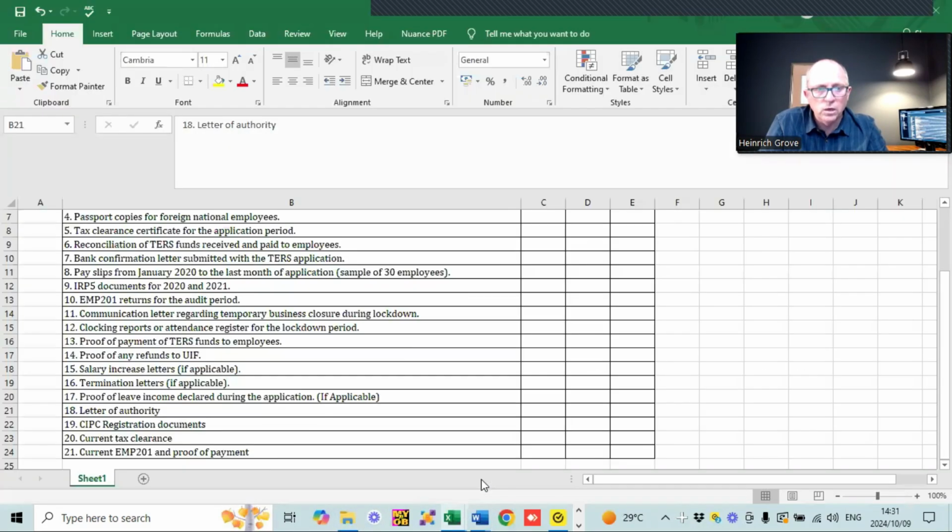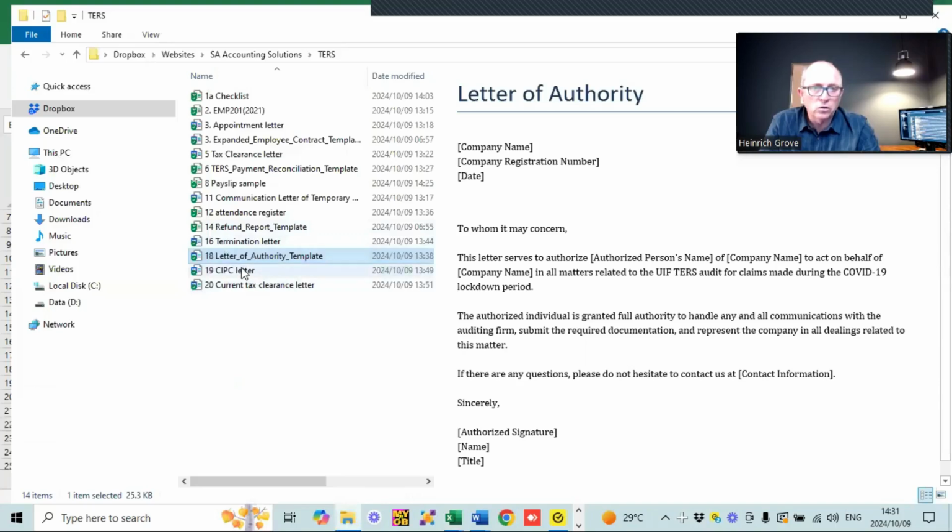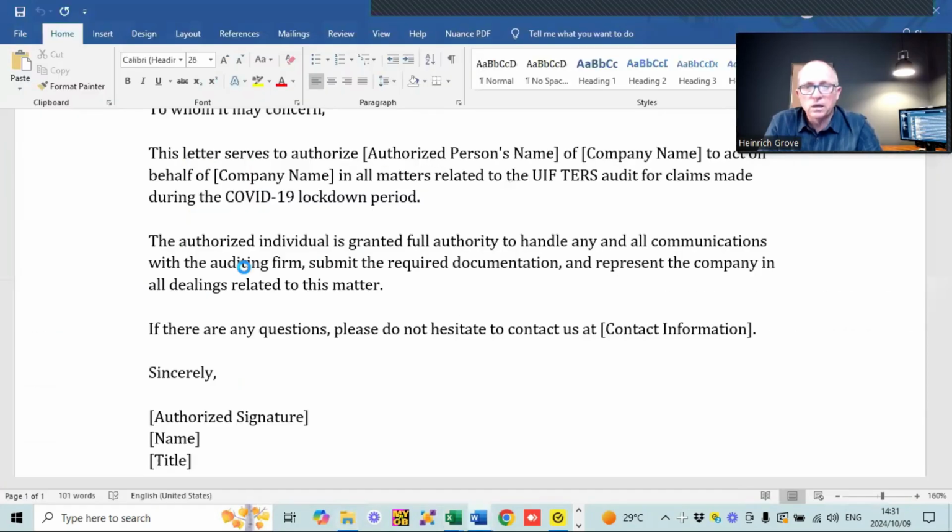Let's quickly see. And the next one that they were asking for, on the checklist, there's a CIPC registration document. So this one is also very debatable. If you don't have a registered company, remember we were looking at domestic employees and all that stuff. So if you were just a domestic employee, we've given you a template over here as well. Say, listen, I did not register a company. I was not trading as a company. And then at least you can submit something. Let me quickly show you what that letter looks like.